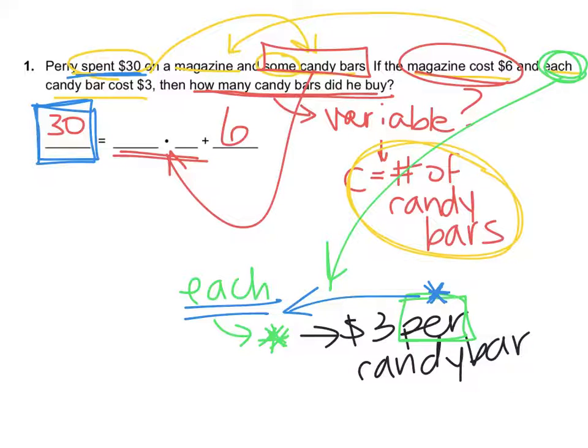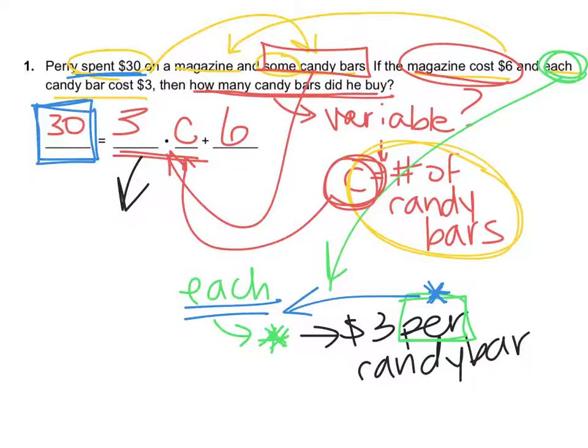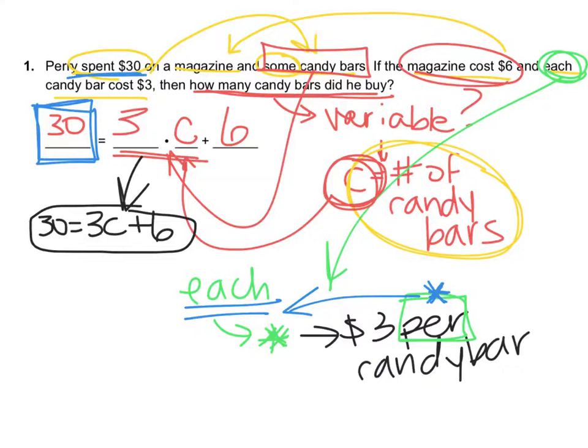This is going to then become $3 times the amount of candy bars. We don't know how many candy bars there are, so we're going to replace that with the letter C. Our final equation, when we simplify it down, is going to be 30 equals 3C plus 6. And this would be the equation for example 1.